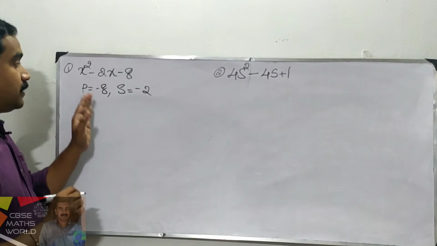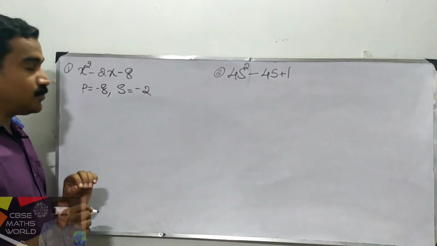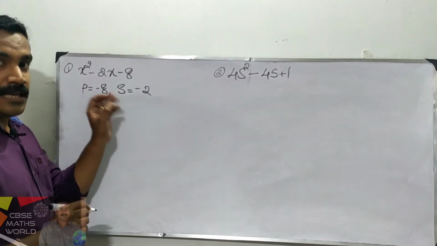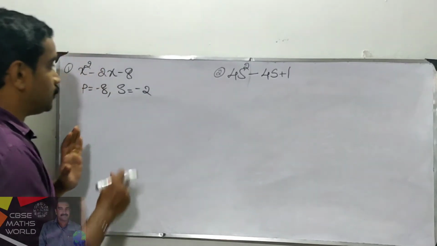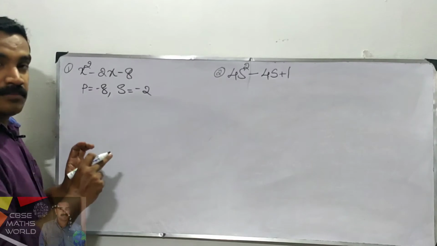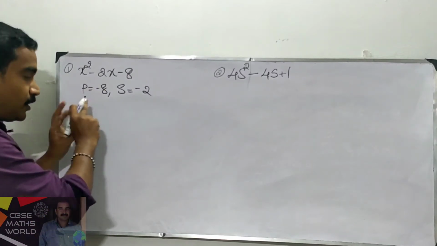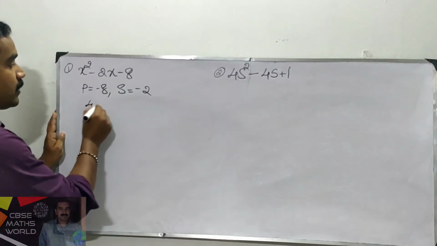Which are the numbers? If you multiply, you want to get minus 8. If you add, you want to get minus 2. Which are the two numbers? If you multiply, the product is negative. So it means that the two numbers are of different sign. One is positive, definitely, and one is negative. And the sum sign is negative. So between the two numbers, the larger number is negative. So if you multiply, you want to get 8. If you subtract, you want to get 2. Which are the numbers? 4 and 2.